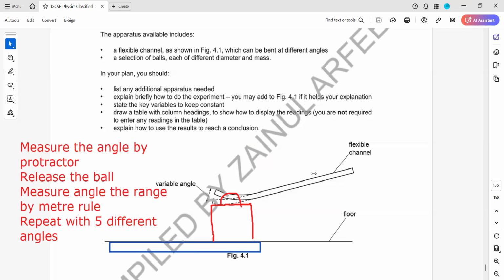For the minimum steps or bullet points, for each one like this point, you will write the answer separately. This point, you write the answer separately. State the key variables that you keep constant. What are the variables we should keep constant?